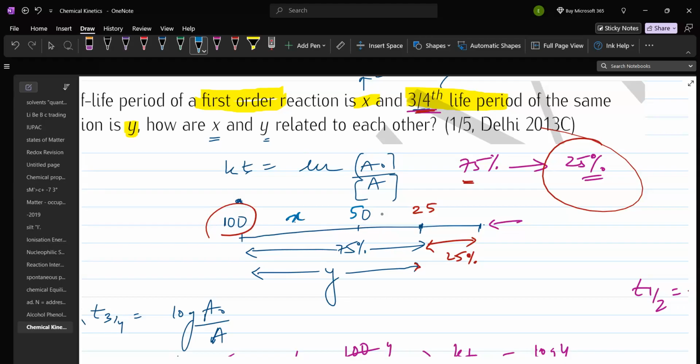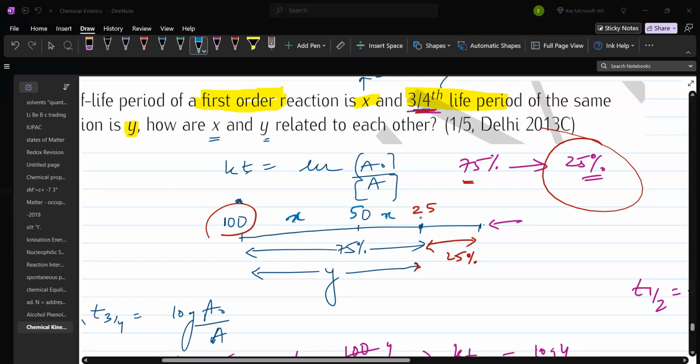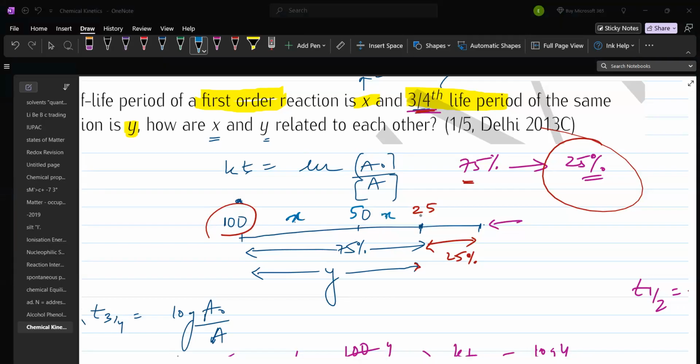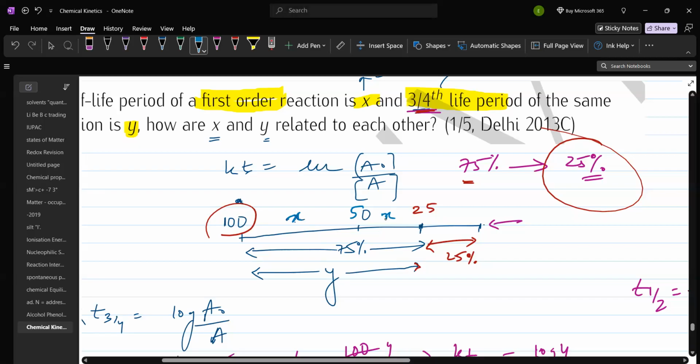So how much will be left? Half of 50, which will become 25. Yes or no? Tell me. Yes, sir. So you can see that 75% has been exhausted, which is represented by y. So we can directly say that x plus x, which is 2x, is equal to y. Okay. Yes, sir.